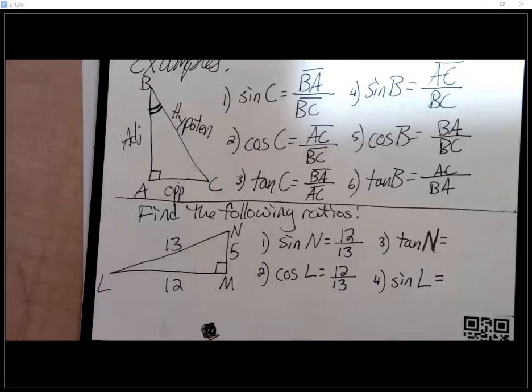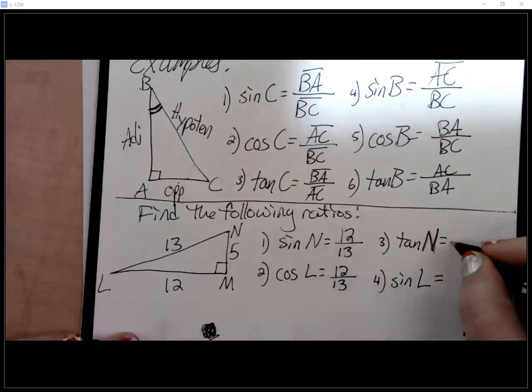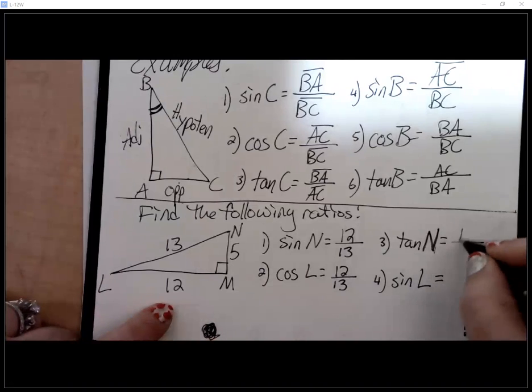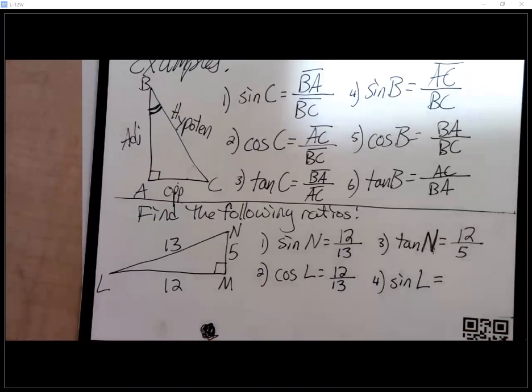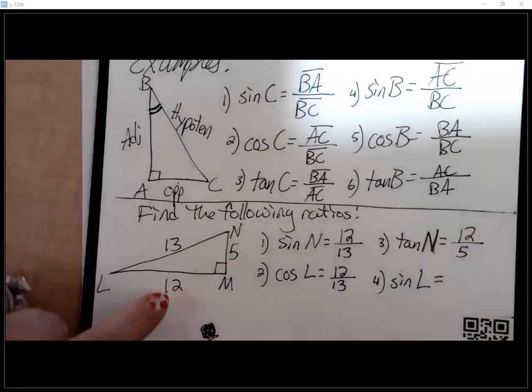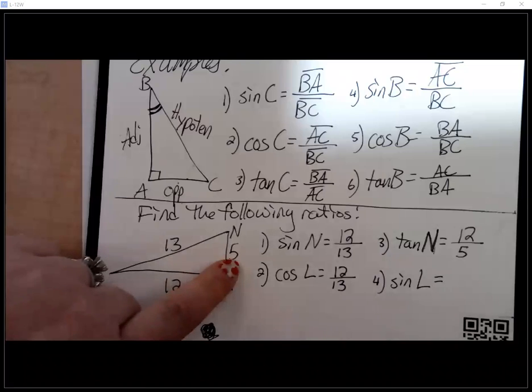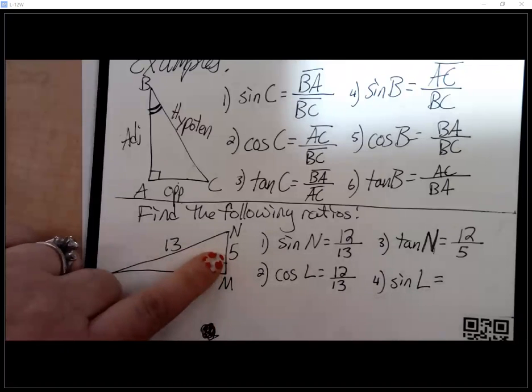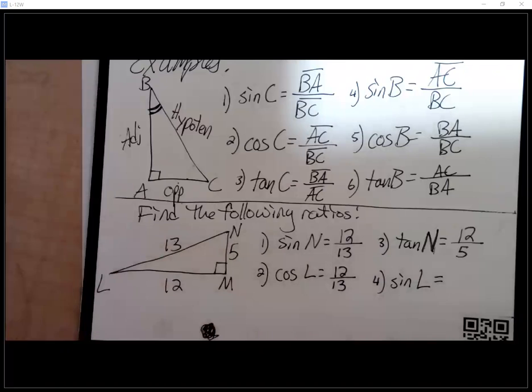Okay. Tangent of N. Patrick, go ahead. 12 over 5. Opposite over adjacent, 12 over 5. Perfect. Did you get 12 over 5? If you're looking at angle N, the opposite side would be 12, the adjacent side is 5. Again, you might be thinking, well, the adjacent side, how do you know it's 5 and not 13? Because 13 is the hypotenuse. Hypotenuse will always be the hypotenuse no matter what.